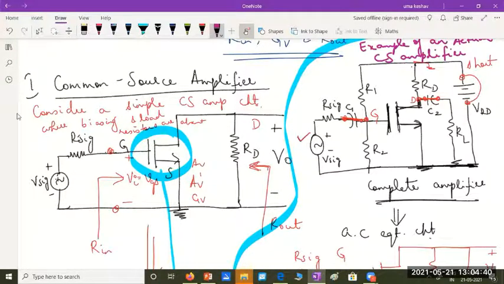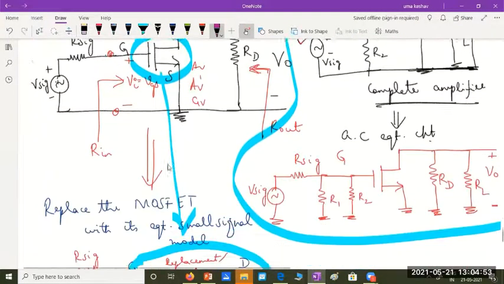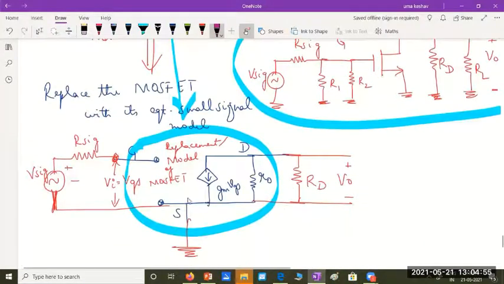Now this is the circuit which we are trying to analyze, the one on the left hand side. And when we do the analysis, as soon as we have the AC equivalent circuit, you should replace the MOSFET with its small signal equivalent model. This is where you have to remember and recall the model. The small signal model of the MOSFET did not have any input resistance between the gate and the source.